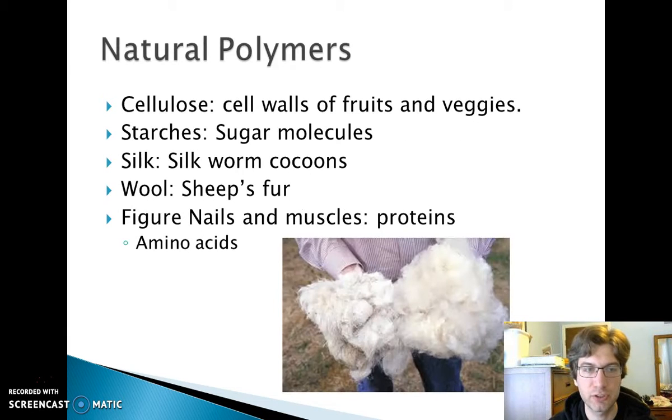So our natural polymers, just some examples of them. You have cellulose, which is a complex sugar. This makes up the cell walls of fruits and vegetables and other plants. You have starches, which you're just going to continually combine different sugar molecules in a pattern to form. You have silk, which actually comes from silkworms, not from spiders, even though spiders do produce a silk. That's not the kind we actually use for our shirts. You have wool, where you can get from a sheep, just by shearing a sheep. And you also have polymers naturally occurring in your body, such as your fingernails and muscles. These are the proteins in your body that your cells are forming, and they are made up of monomers that we call amino acids. So the amino acids chain together to form the long strand of proteins.